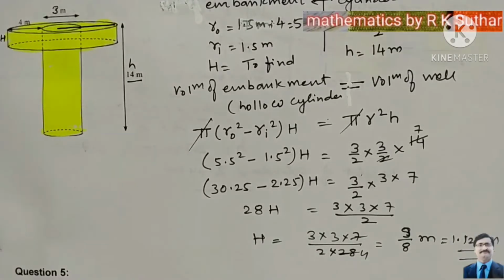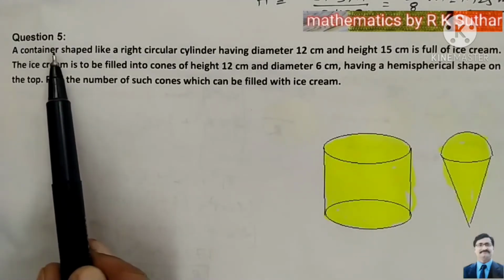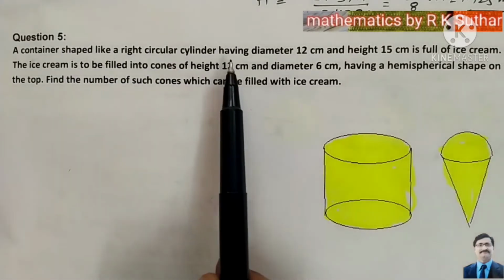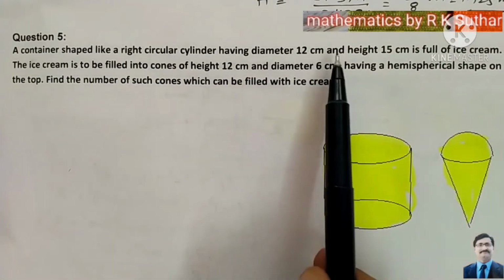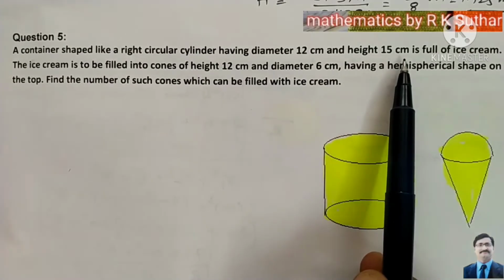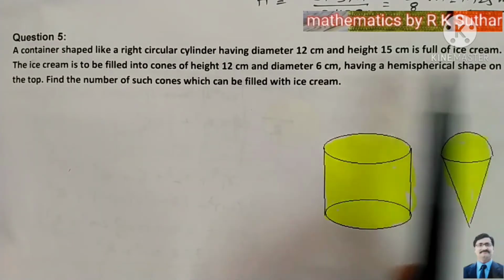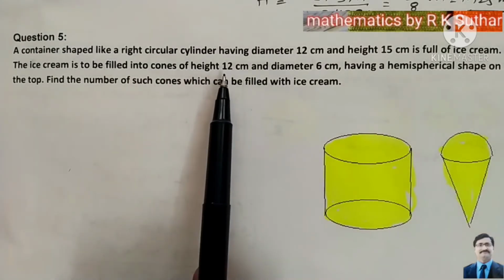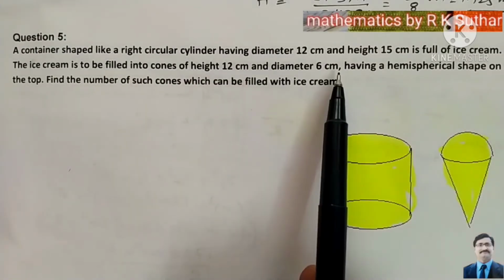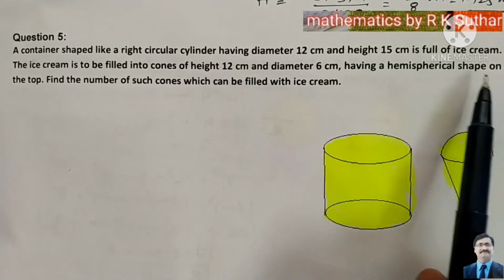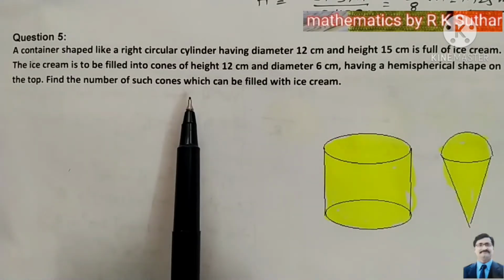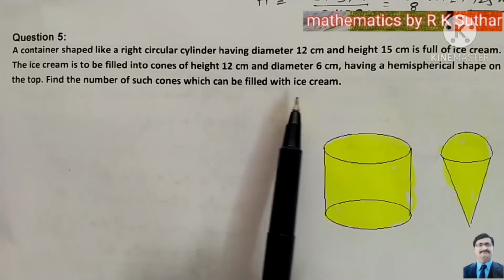This is a very simple and very important question. Look here, question number 5: a container shaped like a right circular cylinder having diameter 12 centimeter and height 15 centimeter is full of ice cream, and the ice cream is to be filled into cones of height 12 centimeter and diameter 6 centimeter, having a hemispherical shape on the top. Find the number of such cones which can be filled with ice cream.